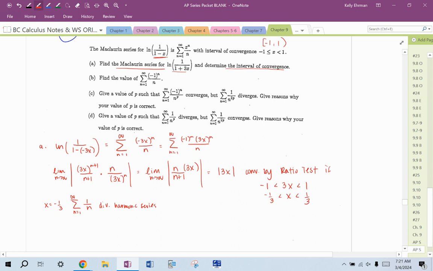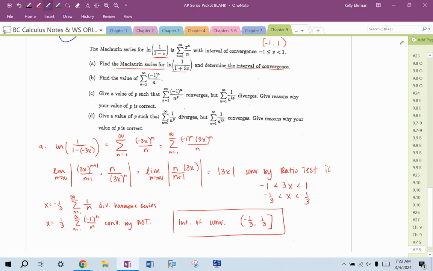And when we test x equals +1/3, because we're plugging in a -3x times 1/3, we would still get a -1 to the n over n. So that's the alternating harmonic series. So this converges by alternating series test. So that means that the interval of convergence is not including -1/3, but including the endpoint +1/3.